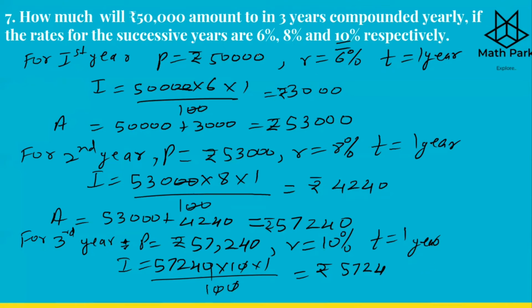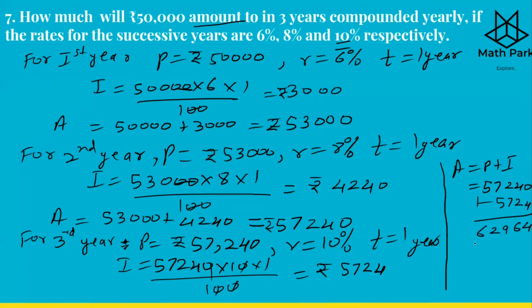So the amount is equal to, we are asked to find only the amount in 3 years. So let us do it here. So amount is equal to principal plus interest. So which is 57,240 plus 5,724, which we get it as 7 plus 2, 9, 7 plus 5, 12, carry 1. We get it as 62,964. So the amount at the end of 3 years is going to be 62,964 if the successive rates are 6%, 8% and 10% respectively.